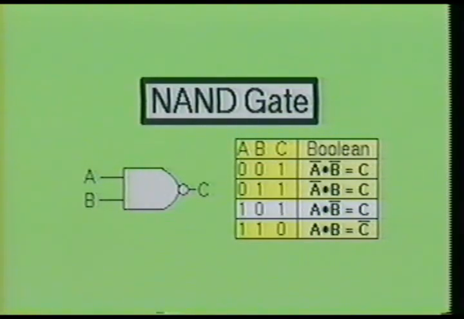When input A is made high and input B is made low, the output remains high. Boolean terms say A and not B equals C. And when both inputs A and B are high, the output will swing low. This is expressed as A and B equals not C.